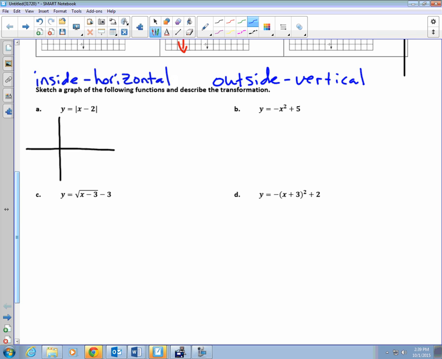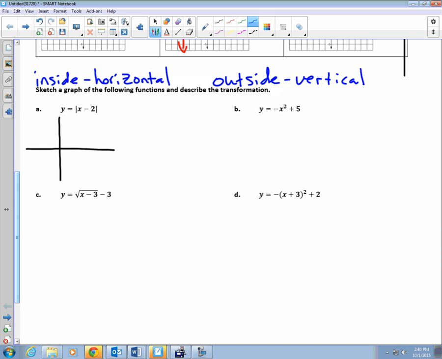Inside horizontal, outside vertical. That's the most important part that you can think about. And if we want to be able to graph those kind of functions I showed on top, we got to be able to do these. We got to understand this piece because I'll reference it during the year.